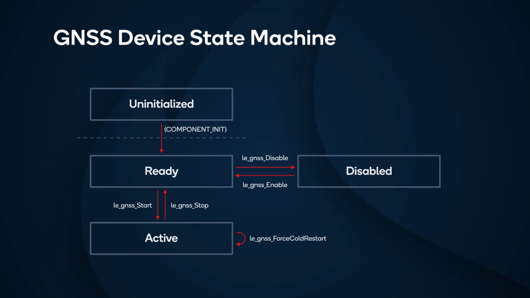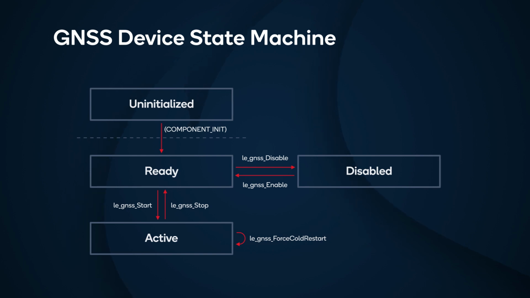When calling the le_GNSS_disable API, the state is changed to disabled. Similarly, the le_GNSS_enable API sets the GNSS state back to ready. The last state is active. The device must be in the active state to get location, 2D, 3D, or any other information.